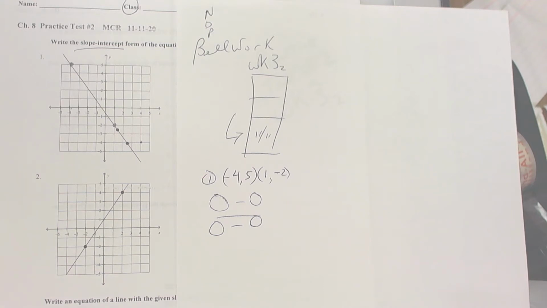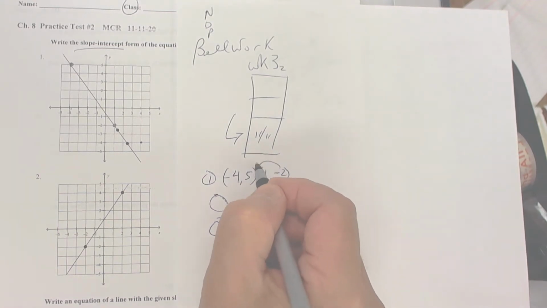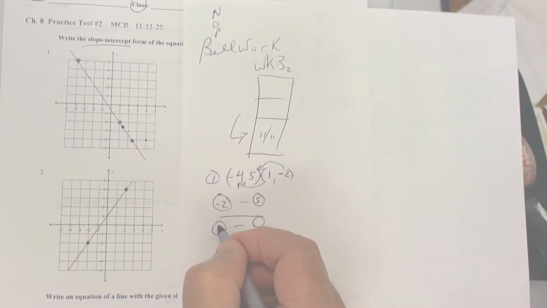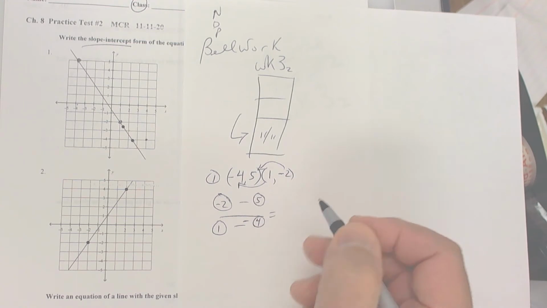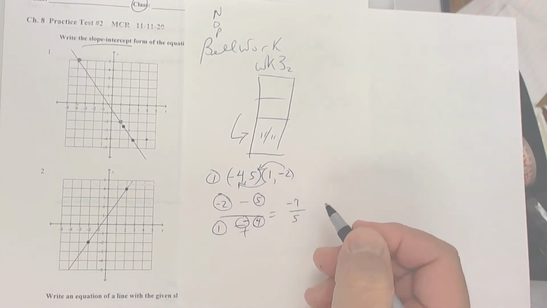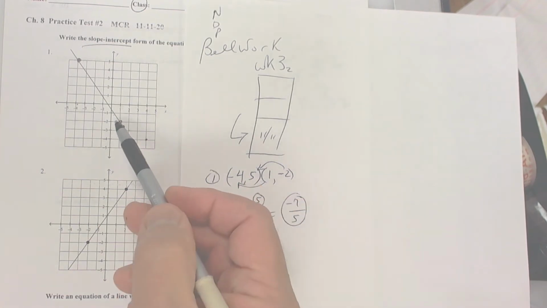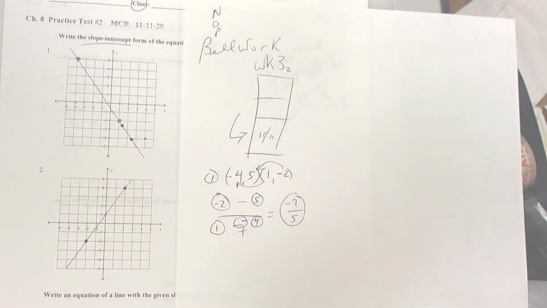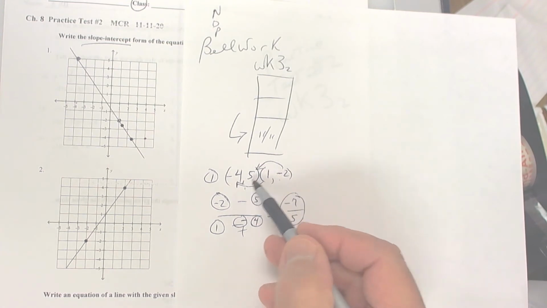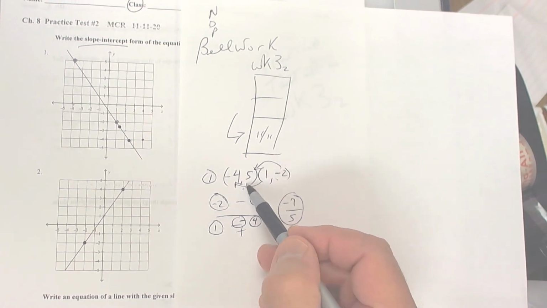Anyway, let's put the y's at the top. So -2 here and 5 here, 1 and -4. So that's going to give me a -7. That's a plus over 5. Okay, again, if my points are wrong, then everything from here on out is going to be wrong. Now, we're going to use the first point, but you could use either one. I'm going to use this one.